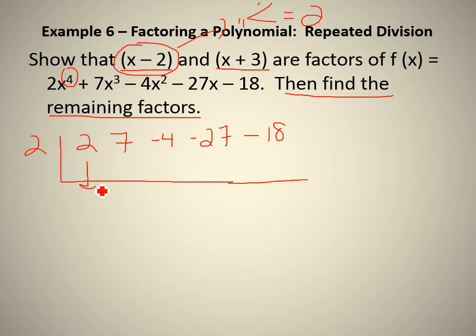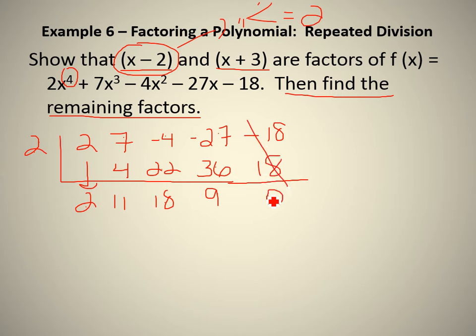So when I drop this 2 here, 2 times 2, that's going to be 4. And then when I add 7 plus 4, that's 11. And then 2 times 11 is 22. And when I add negative 4 plus 22, I get 18. And then 2 times 18 is 36. And when I add negative 27 plus 36, I get positive 9. And then positive 2 times positive 9 is going to be positive 18. And when I add these together, it equals 0.